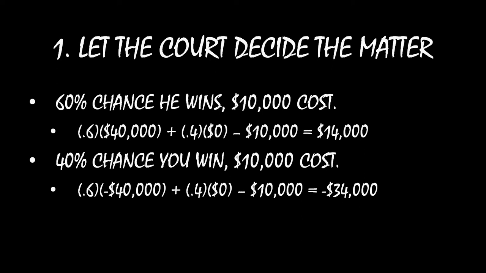As for you, there's a 40% chance that you win, but regardless of whether you win or lose, you have to pay $10,000 to your attorney. So 60% of the time you lose $40,000. 40% of the time you lose nothing because you win the case and you don't have to pay him anything. And regardless of the outcome, you have to pay your lawyer $10,000. So in expectation, if you go to trial, you expect to lose $34,000. That's a combination of how much you'll have to pay him and how much you'll have to pay your lawyer. So that's what happens if we go to court.